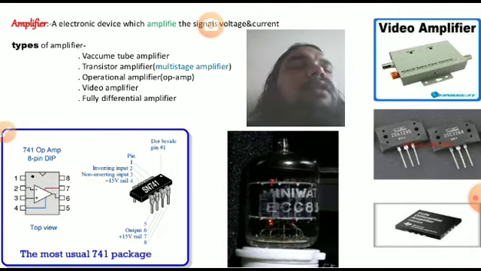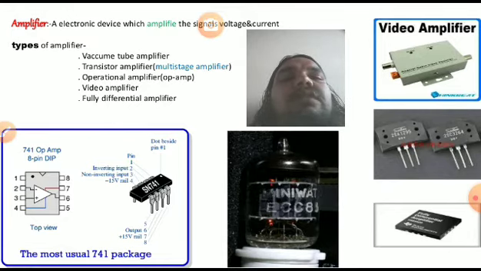The second one is a video amplifier in this circuit diagram. Here are the 5 types of amplifier. First one is vacuum tube amplifier. Second one is transistor amplifier, that is multi-stage amplifier. Third one is operational amplifier. Fourth one is video amplifier. Fifth one is fully differential amplifier.